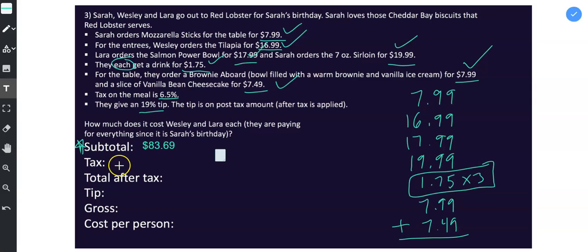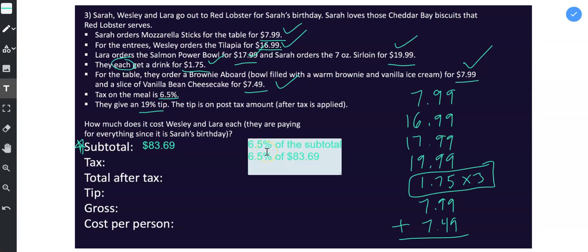Now it's time to figure out the tax. The tax on the meal is 6.5%. So I'll type 6.5% of the subtotal. You have to pay tax to the government on the total purchase price. So the total purchase price was $83.69.